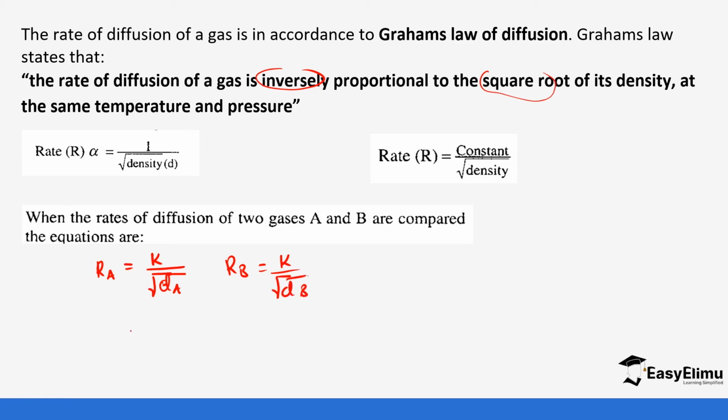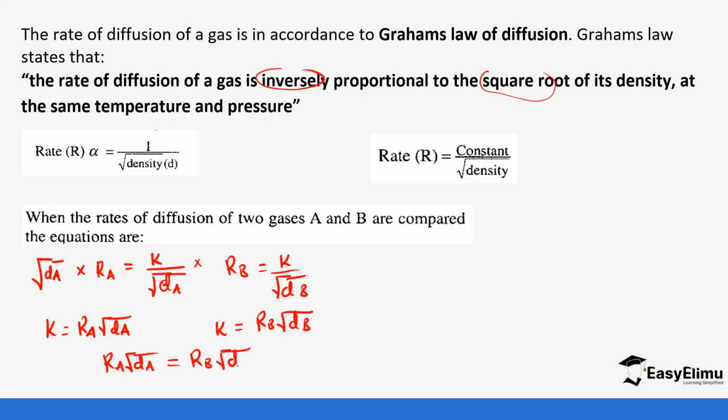If you want to remove the constant in the first gas, that is gas A, we have to multiply by the square root of density of A. So the constant is going to be the rate of A times the square root of density of A. The same case applies on this side as well: the constant is going to be the rate of B times the square root of density of B. If we put the constant together, it means the rate of A times the square root of density of A is equal to the rate of B times the square root of density of B.